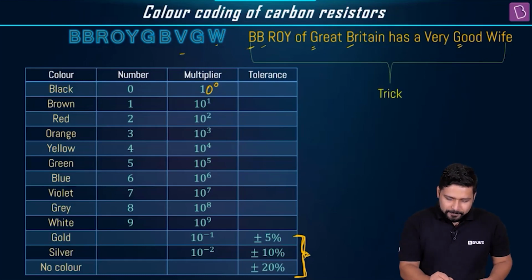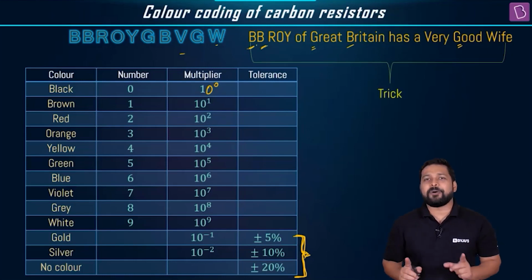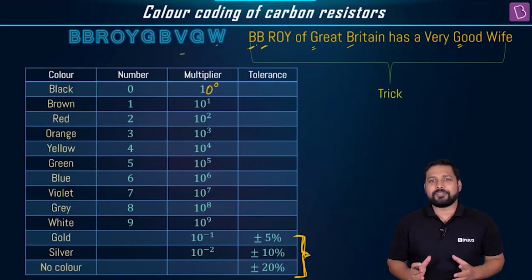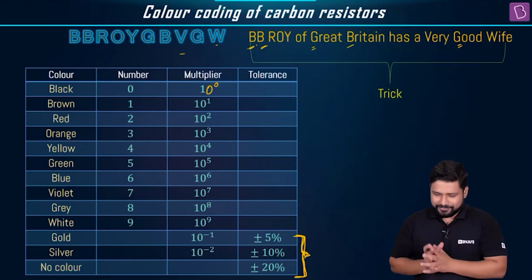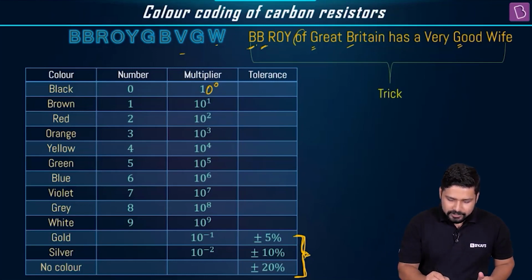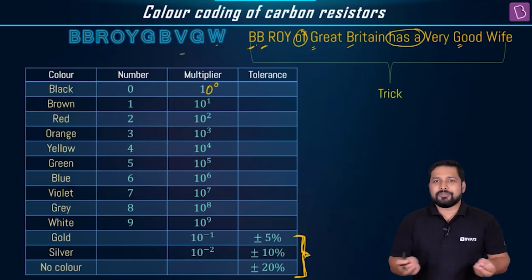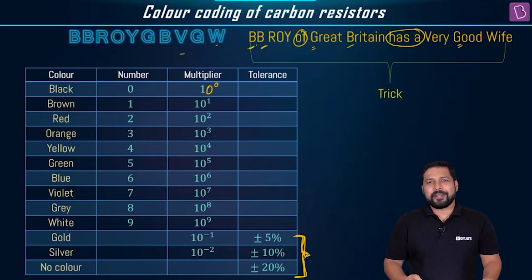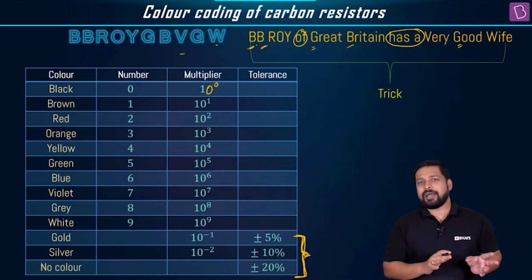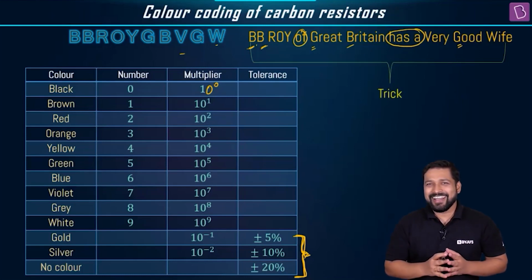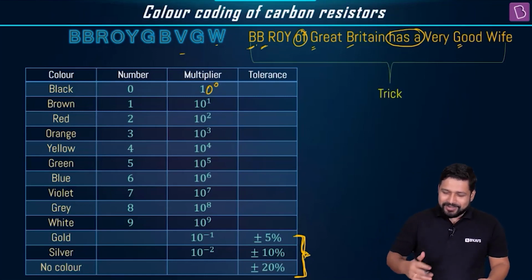Okay, so B for black, B for brown. From here itself, you can just reproduce this entire thing. B.B. Roy, repeat after me, come on. All of you say it after me. Say it like a mantra. B.B. Roy of Great Britain has a very good wife. You can let go of the "of" and the "has a", because we just tried to make it into a sentence. B.B. Roy of Great Britain has very good wife. Easy, easy. B.B. Roy is also happy. He has a very good wife. Okay, jokes apart. But this is how you can reproduce this.